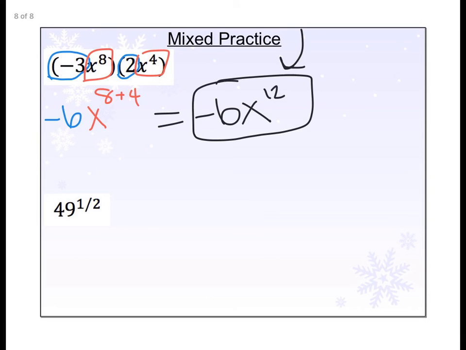Okay, then I have one different example on the bottom here, 49, and then the exponent's a half. Some of you may have seen this before, some of you maybe haven't. When there's fractions up here, it means we're taking the root of something. So 49 to the 1/2 power is the same thing as the square root of 49. So we're asking what number times itself gives us 49. So in this case, our answer could be 7 and negative 7, since 7 times 7 gives us 49, and negative 7 times negative 7 gives us 49.